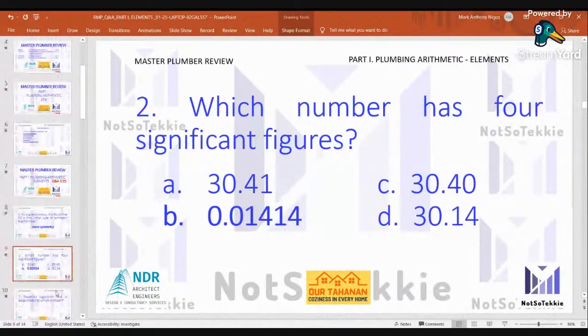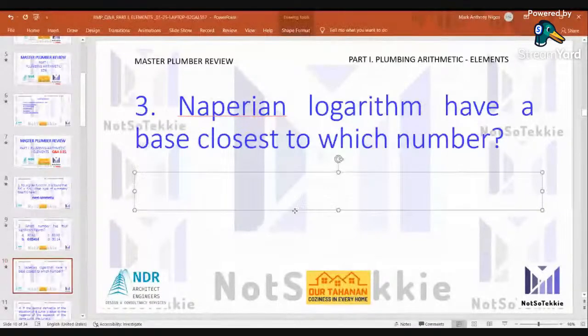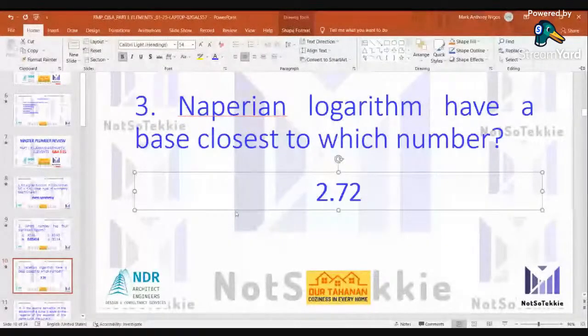Question number 3. Naperian logarithm. Medyo hindi bagay yung sounds natin. It is about, closest to which number? The answer is 2.72.